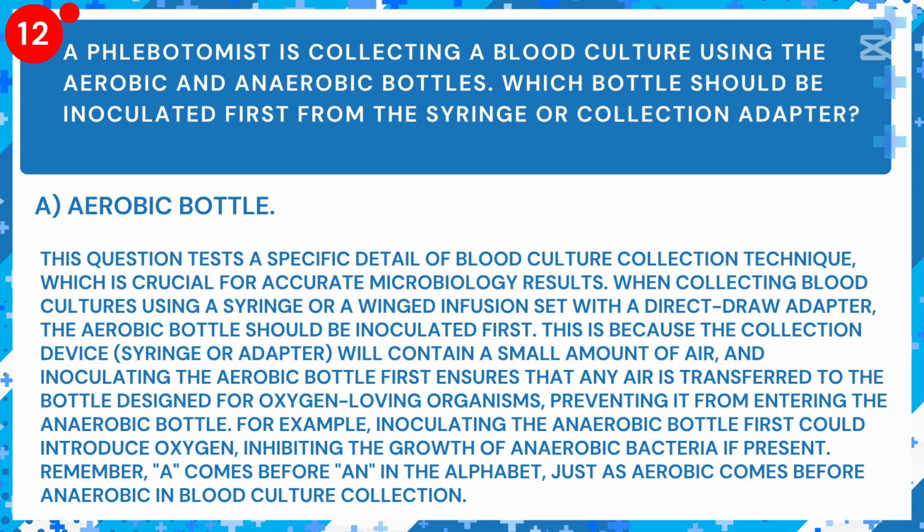This is because the collection device, syringe or adapter, will contain a small amount of air, and inoculating the aerobic bottle first ensures that any air is transferred to the bottle designed for oxygen-loving organisms, preventing it from entering the anaerobic bottle. For example, inoculating the anaerobic bottle first could introduce oxygen, inhibiting the growth of anaerobic bacteria if present. Remember, A comes before N in the alphabet, just as aerobic comes before anaerobic in blood culture collection.